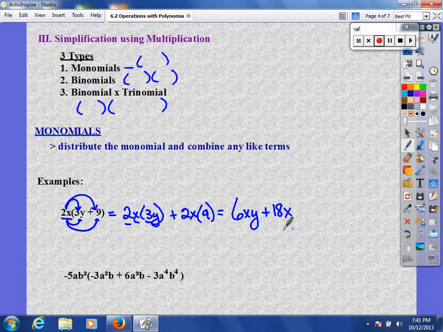These are not like terms. Why can't I add those two? The last names aren't the same. xy is not the same as x, and so we just leave it like this. That's as simplified as we can make it.